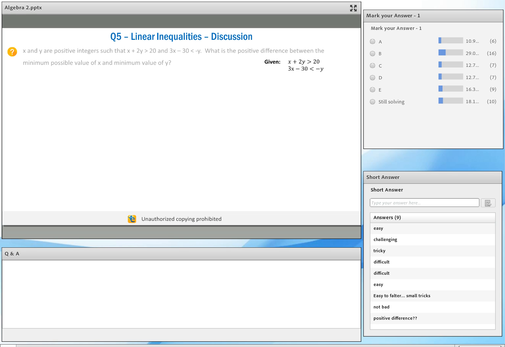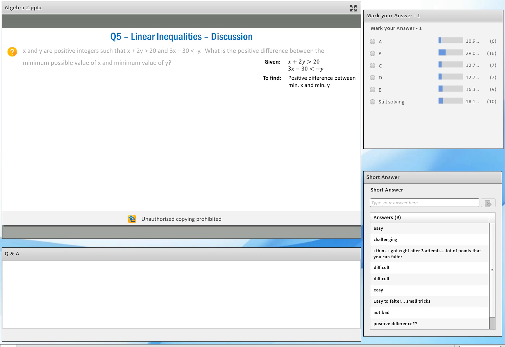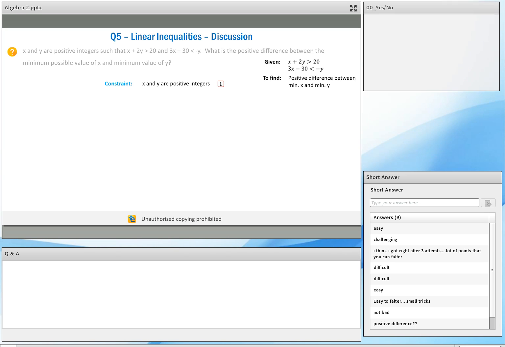So what you've been given are two linear inequalities in two variables, and you have to find the positive difference between the minimum possible value of x and the minimum possible value of y. That is something which you had to focus on. Okay, so let's do this. The constraint: x and y are positive integers. How many of you identified this constraint, that x and y are positive integers? Yes, no?